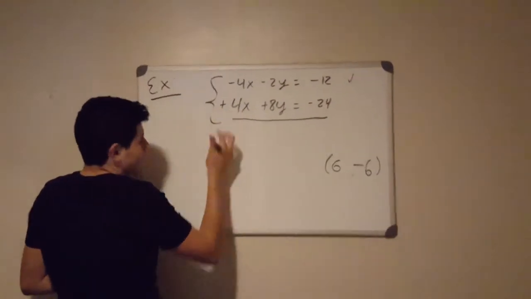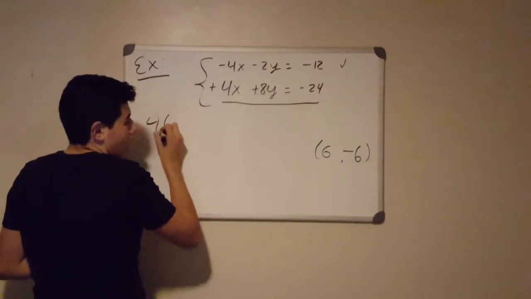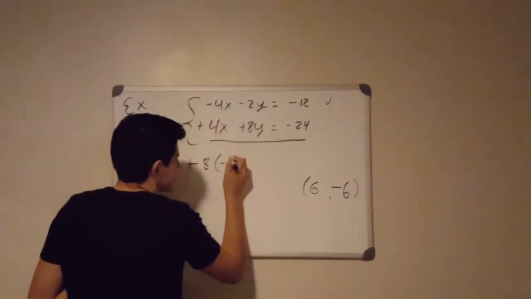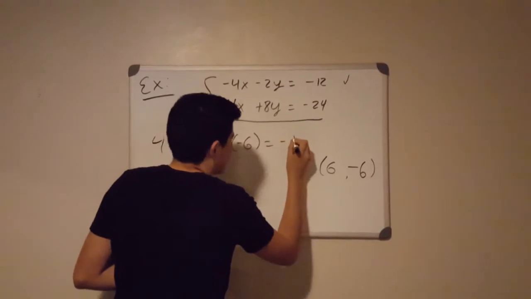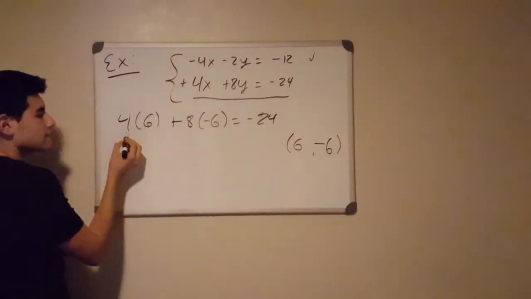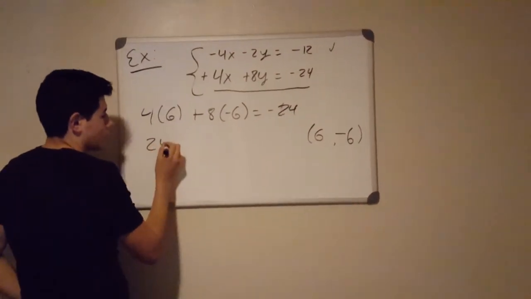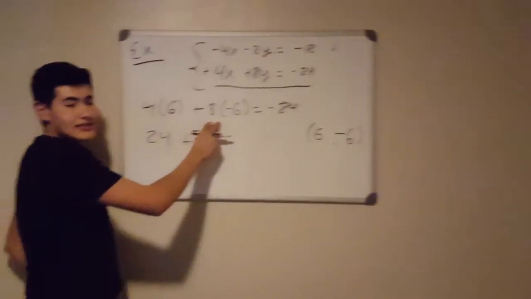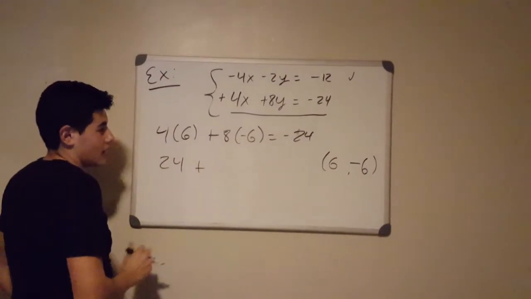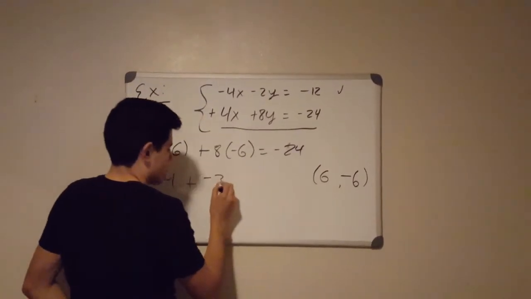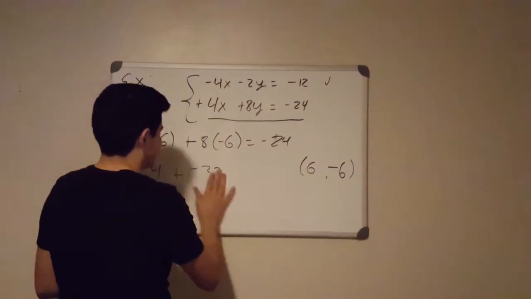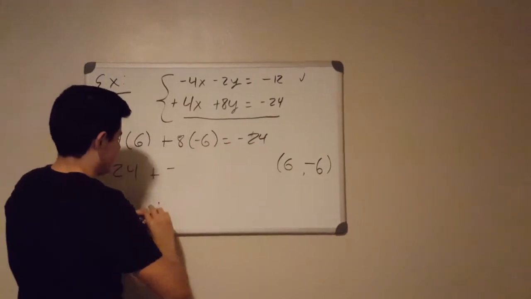So then here we have 4x, so 4x is 6, plus 8y, y is negative 6, is equal to negative 24. 4 times 6 is 24, plus 8 times negative 6 gives us negative 48. Right? 8, 16, 24, 32, 40, 48. Great.